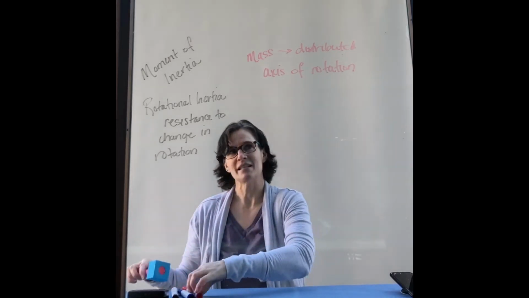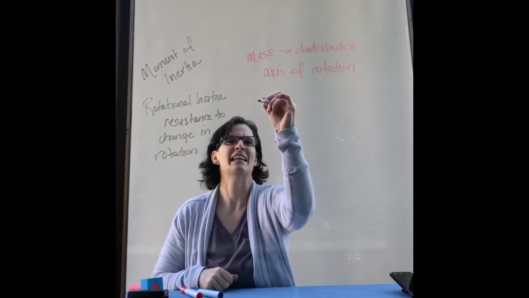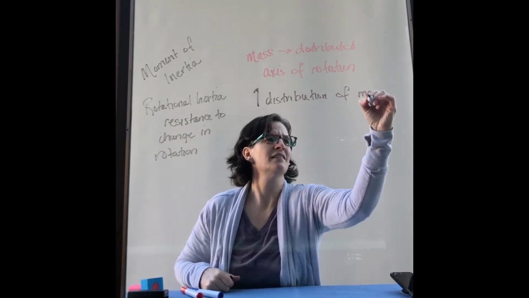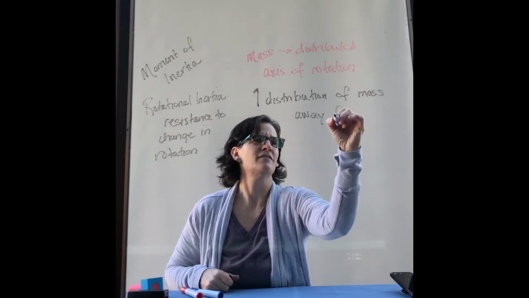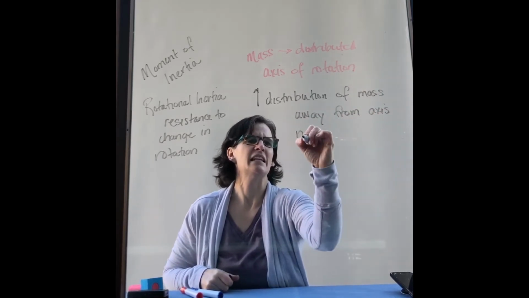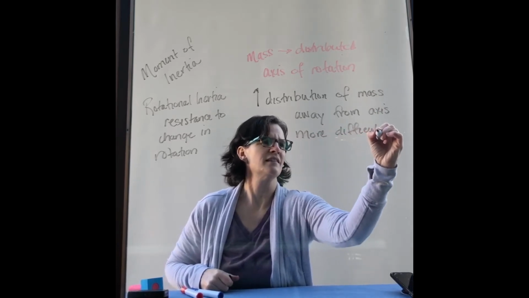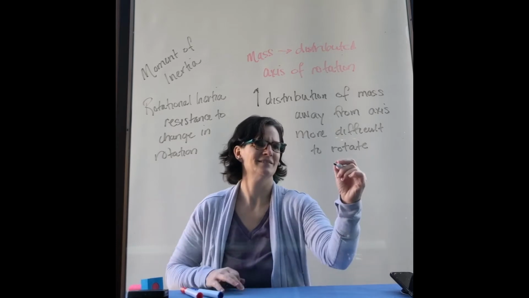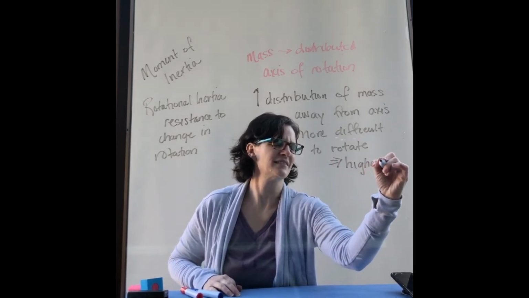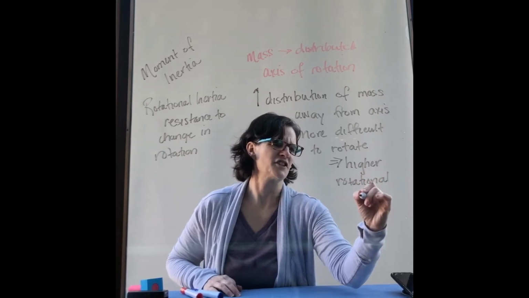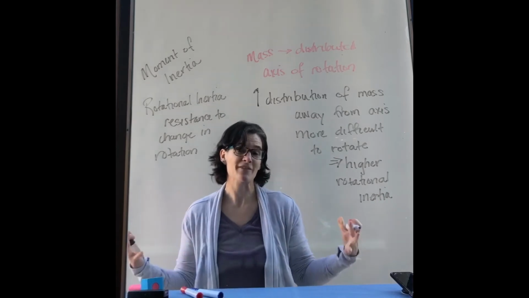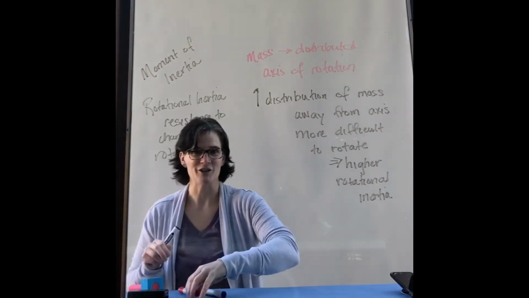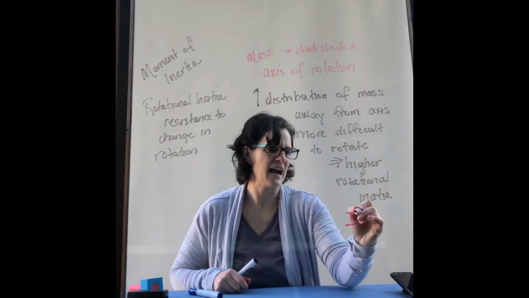So the further the mass is away from the axis, if I increase the distribution of the mass away from the axis, it is more difficult to rotate. It has a higher rotational inertia. So, as I distribute the mass away from the object, it becomes more difficult to rotate. A higher rotational inertia. Now, for rotational inertia, we use a capital letter I as its symbol.